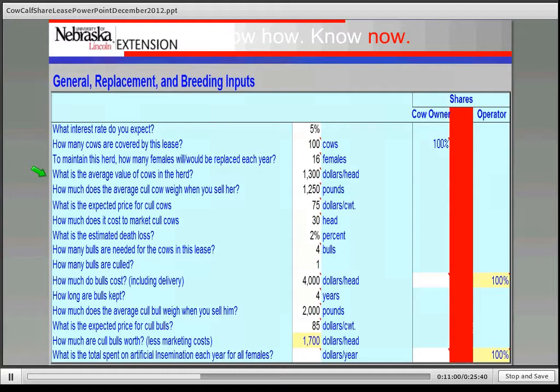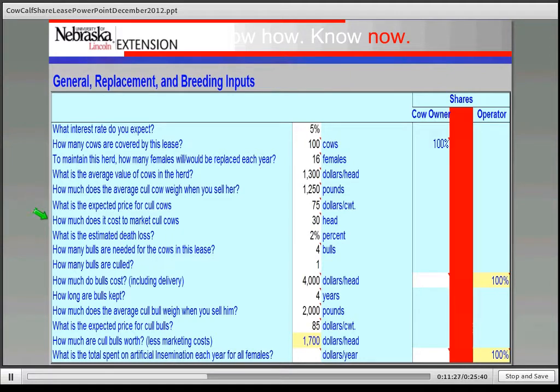These cull values, what's the cow weight when you sell her, what's the expected price, these are important in determining the revenue generated from that cow when she leaves the herd, as well as calculating the depreciation from that cow's value today, in terms of what you are going to lose in value when you sell her as a cull cow. These marketing costs, again, are just a cost to the cow owner, so they know to include that as one of their expenses.